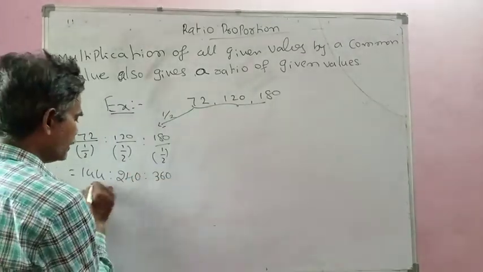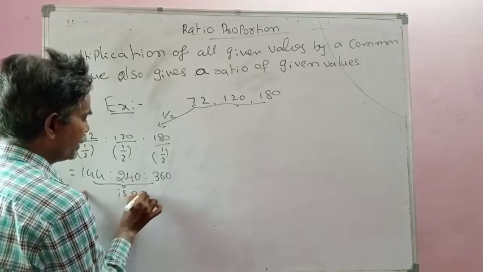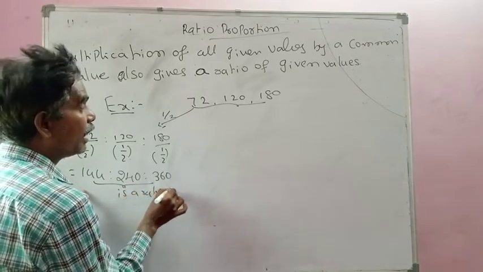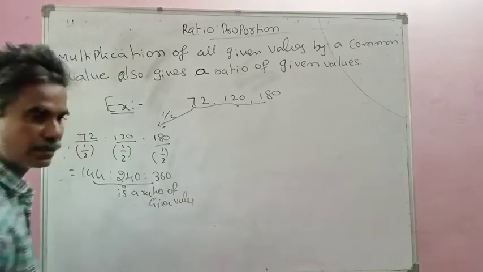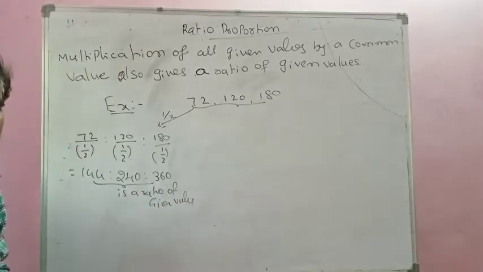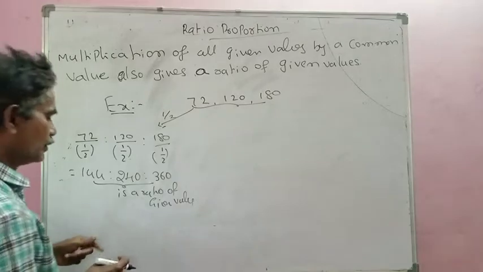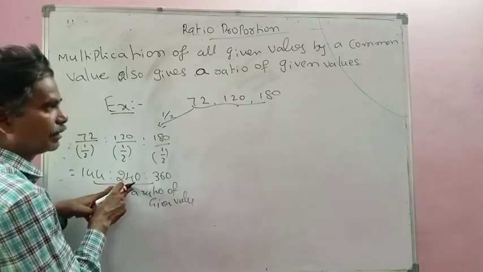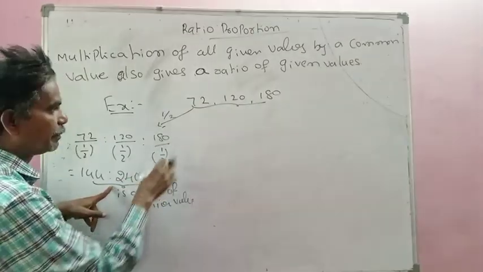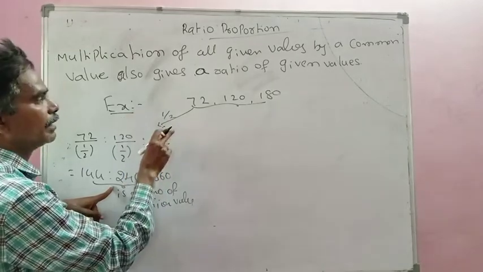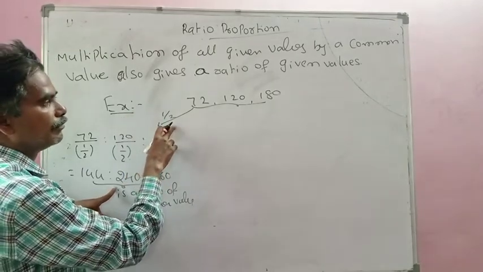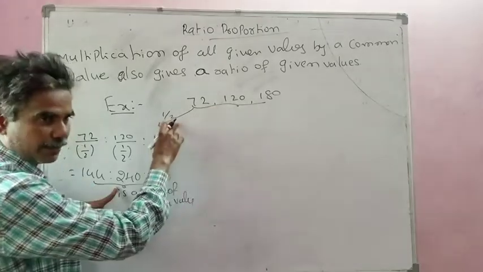This is a ratio of given values. To get this ratio of these values, we performed division. That too, we divided all the given values by 1/2.